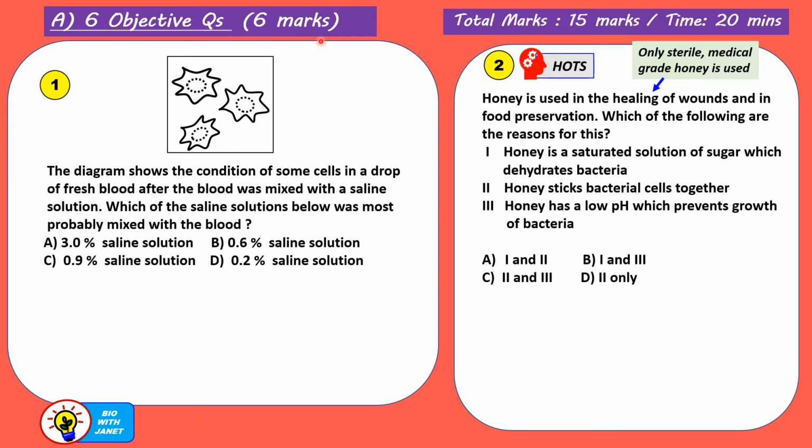For section A, there are 6 objective questions which are worth 6 marks. And for section B, there's 1 structured question worth 9 marks. So the total marks is 15 marks and the time is 20 minutes, right?